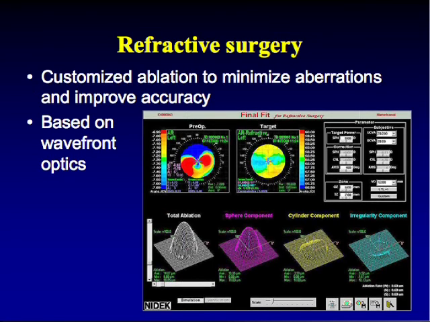A lot of that can be reduced by doing customized ablation that looks at the whole optics of the pathway all through the eye on a double pass through the eye, wavefront optics. And then you can break down all the aberrations of cornea and lens into spherical, cylindrical, and irregular components and treat in that way to try to make super eyes that have no aberrations.